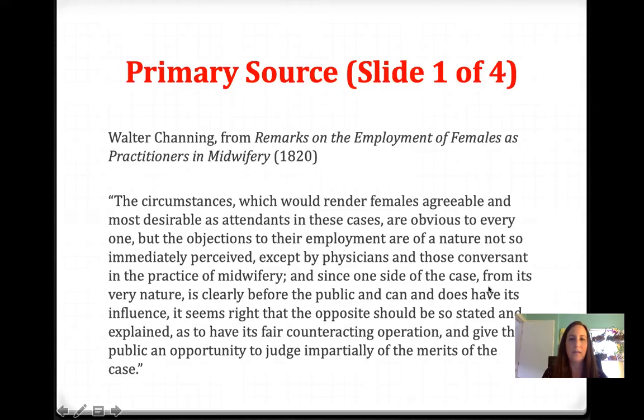"And since one side of the case, from its very nature, is clearly before the public and can and does have its influence, it seems right that the opposite should be so stated and explained as to have its fair counteracting operation and give the public an opportunity to judge impartially of the merits of the case." This appeal to judge impartially is an appeal to logos.